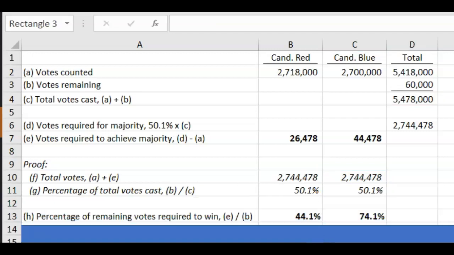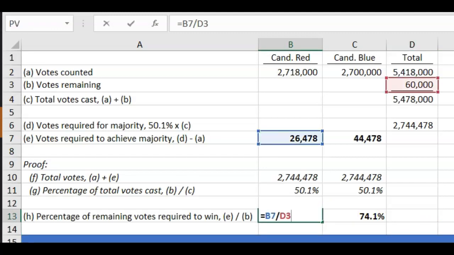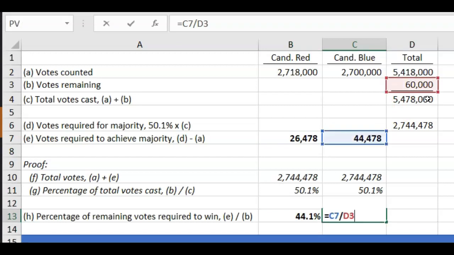Okay, next, if we wanted to calculate the percentage of remaining votes, then you would take the number of votes that they would need to achieve the majority that we calculated, where I'm pointing here on row 7, divided by the 60,000 for candidate red. For candidate blue, we would take the 44,478 that we calculated on row 7 and divide it by the 60,000.